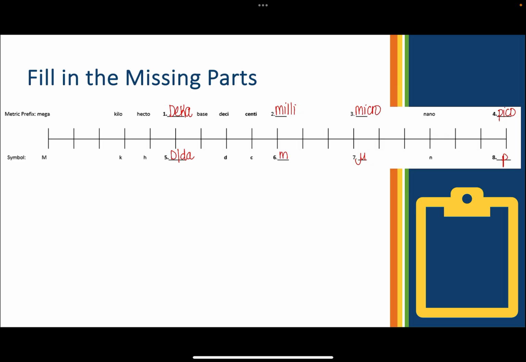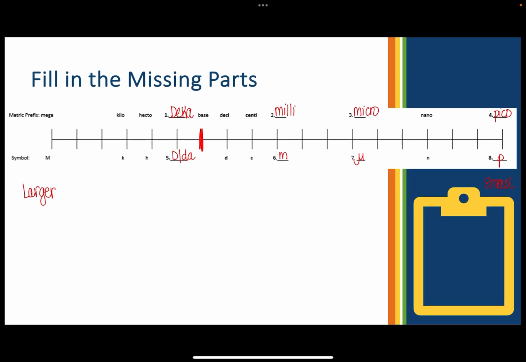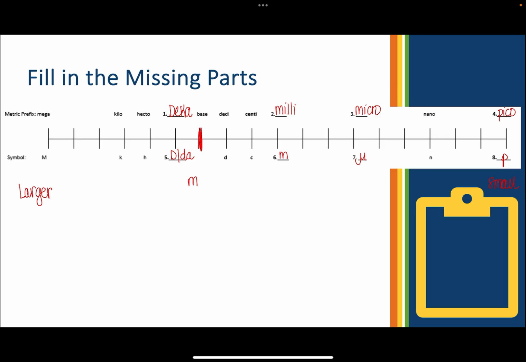The large end of this scale is over here with the mega. We had talked about that in class. And the small end of the scale is over here at pico. Last thing, we also have the base unit, which is right here in the center. This is when we don't have a prefix. So we're looking at something like meters, liters, or grams.